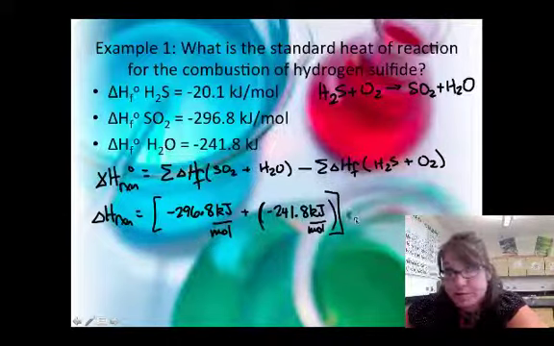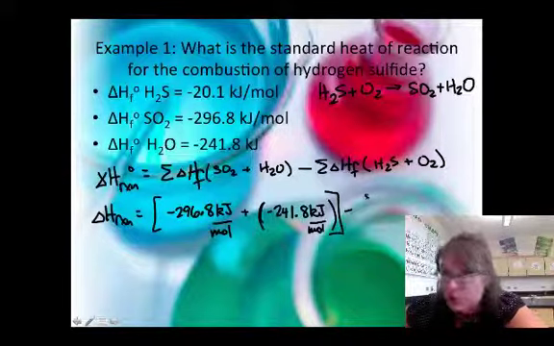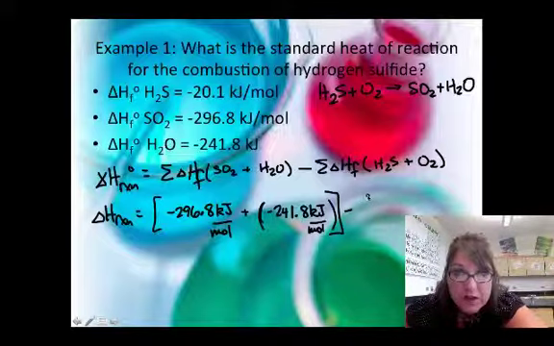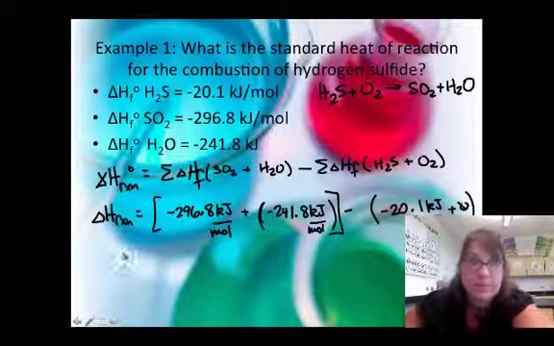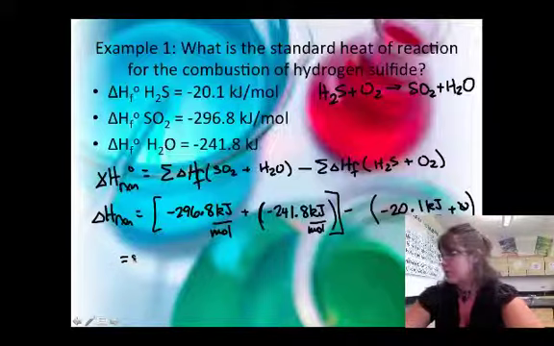I'm not sure, quite frankly. I don't remember. Look in your Appendix C and you'll find out. All right, and then we're going to subtract that from the hydrogen sulfide, negative 20.1 kilojoules per mole, combined with oxygen, which is 0 kilojoules per mole because it's an element. All right, time for a calculator.